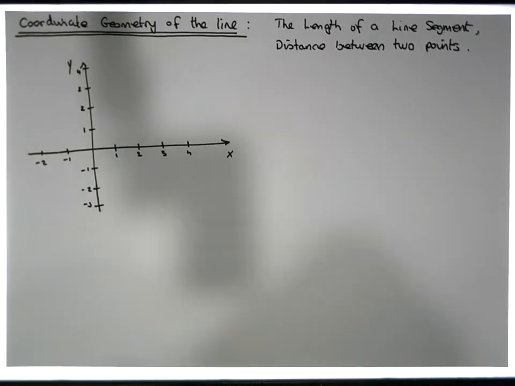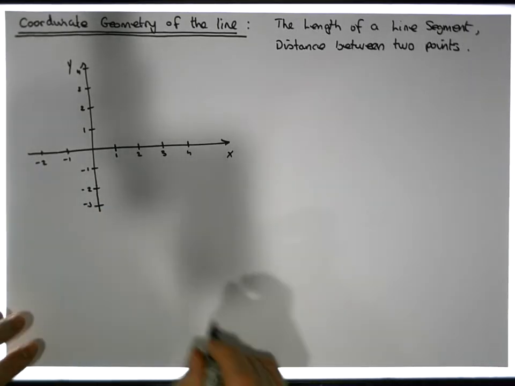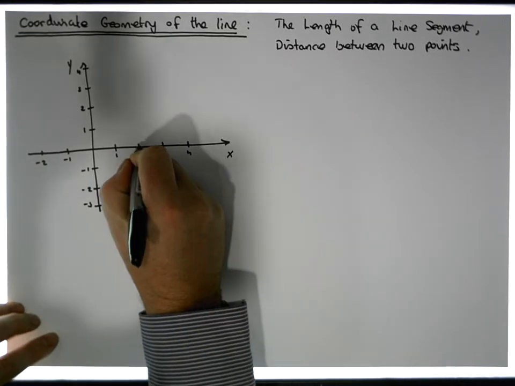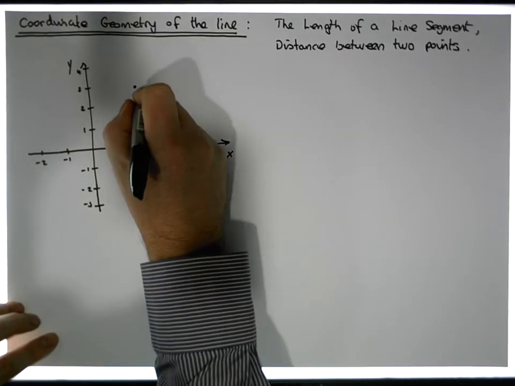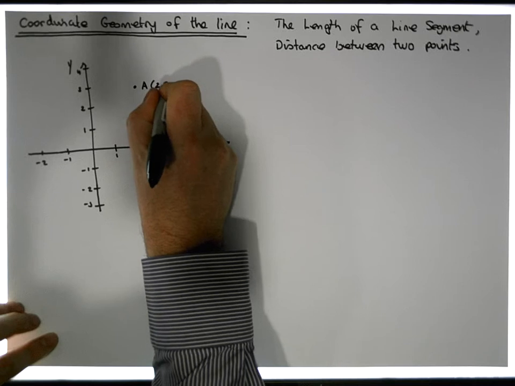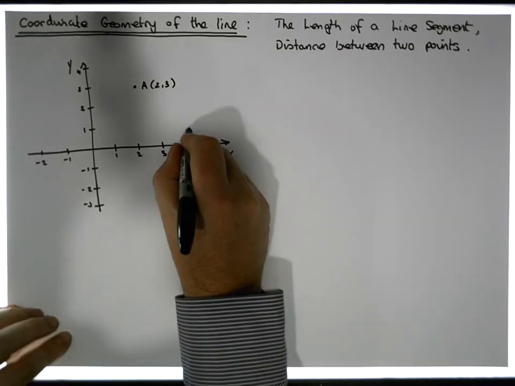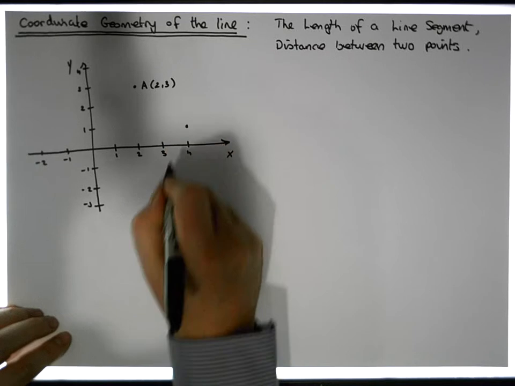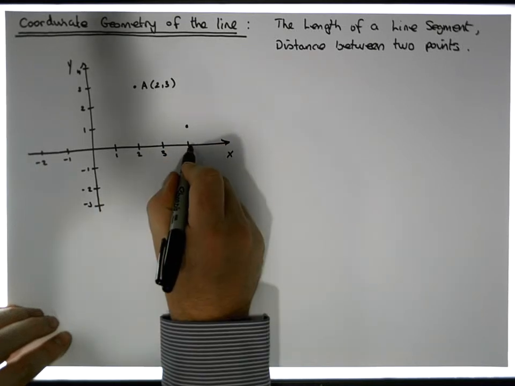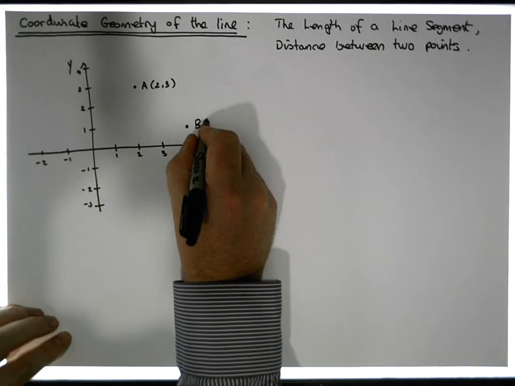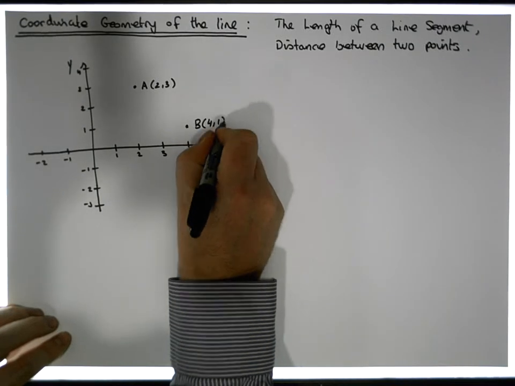Let's say we have a number of points in space. Let's say the point A is (2, 3), so the point A is here. And let's say the point B is (4, 1). So we have another point in space here. It's 4 along in the positive x direction, and 1 up in the positive y direction. So this is point B, which has coordinates (4, 1).